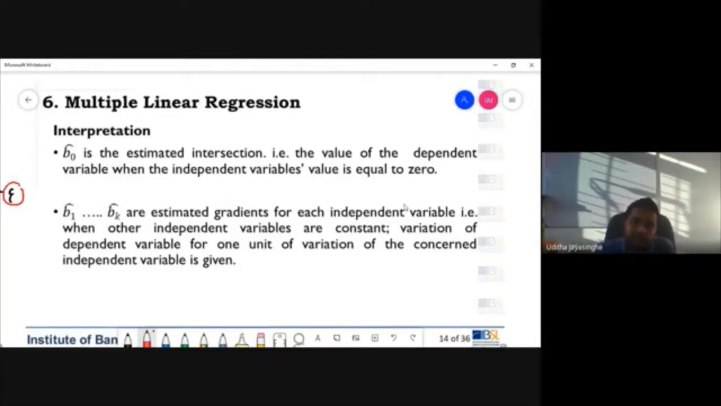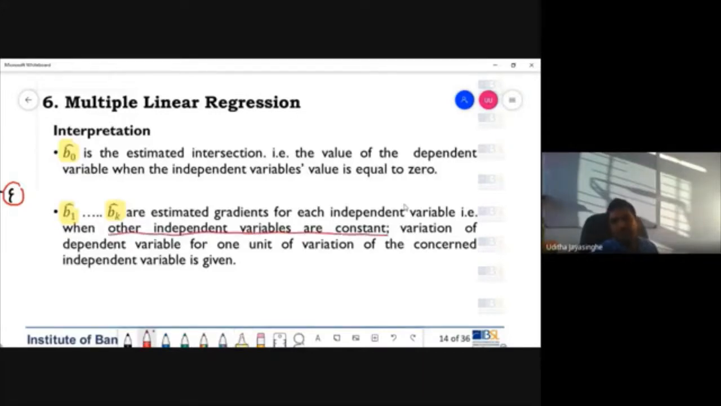Now we know the beta 0, or the B0 hat, is the estimated intercept. That's the value when theoretically all other independent variables are 0. That's the value for the 0th point. And all these B1 hat to Bk hat are the estimated gradients for each independent variable. That is, when other independent variables are constant, the variation of that particular one.